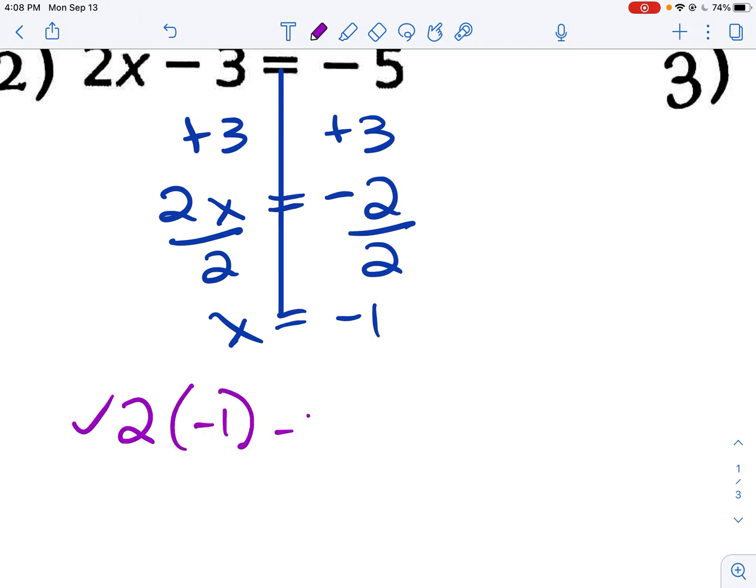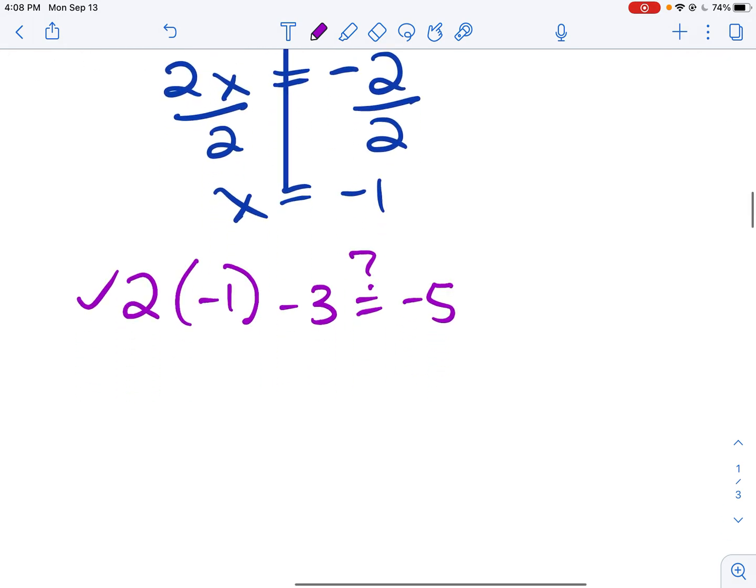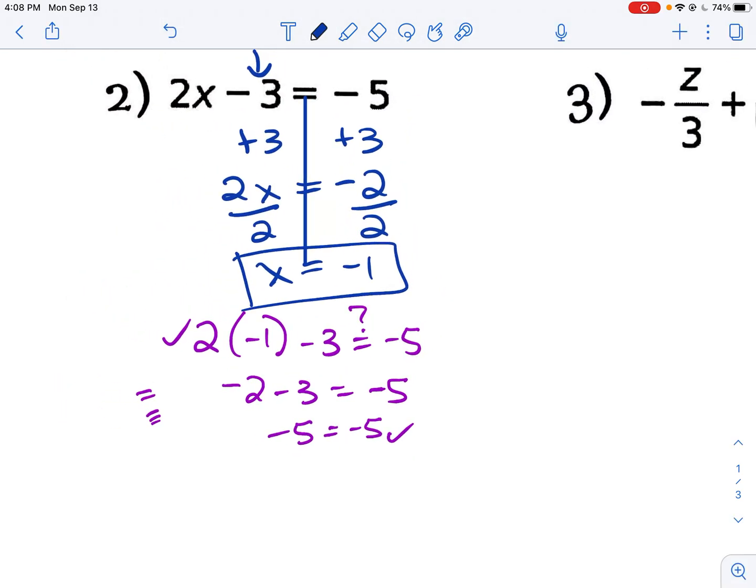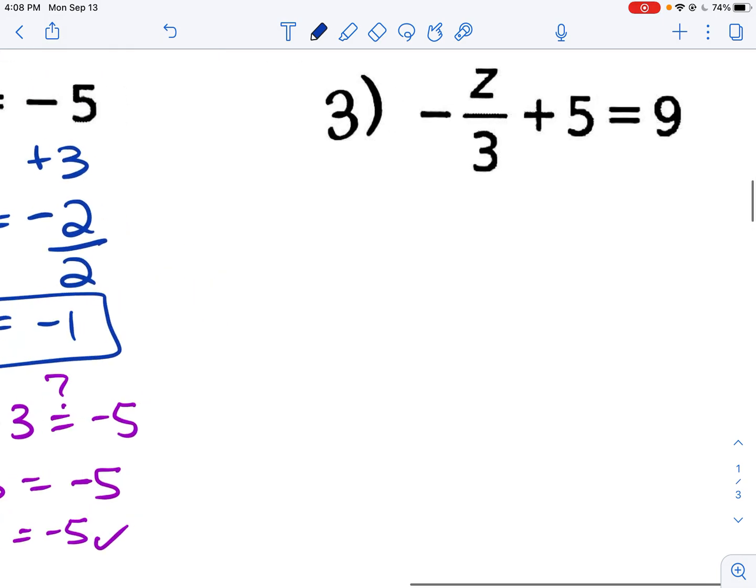So then I plug it back in. 2 times negative 1 minus 3, does that equal negative 5? Well, 2 times negative 1 is negative 2. I have 2 negatives and I have 3 negatives. I have a total of 5 negatives. So yes, I have the correct answer. So x equals negative 1.